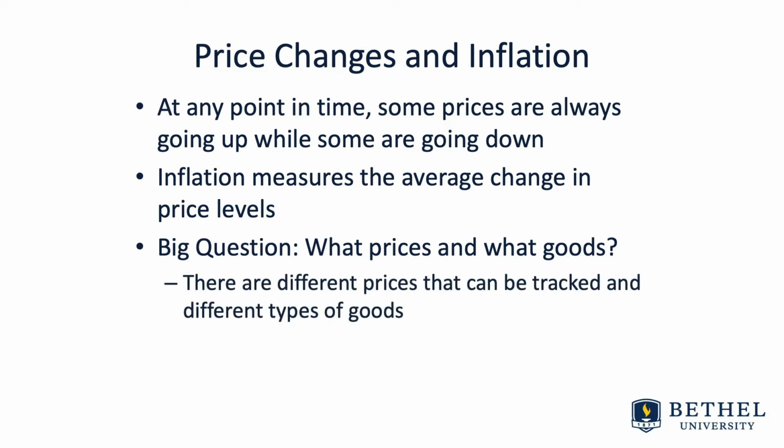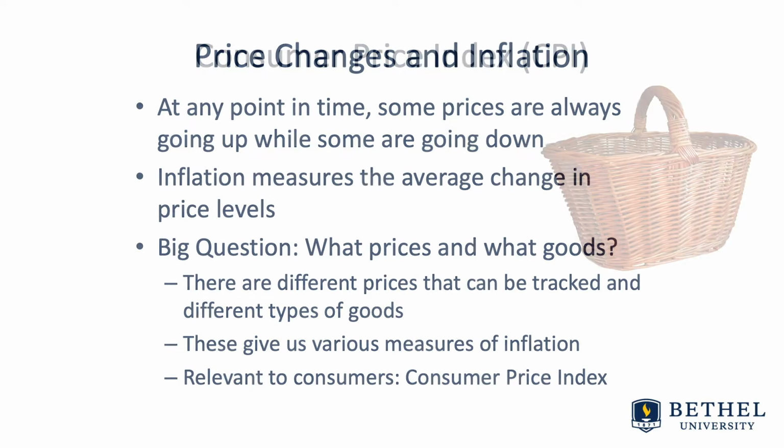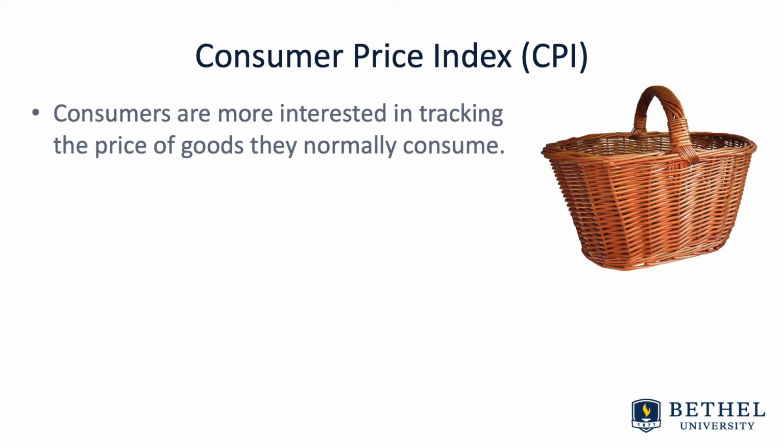Because we have so many different goods in the market, choosing a different basket of goods will give us different types of indexes. But from a consumer's perspective, the most relevant is the price of goods that an average consumer buys. And the Consumer Price Index tracks that. So consumers are more interested in looking at the price of the goods that they normally consume. Now, it's very hard to define what goods a consumer normally consumes.